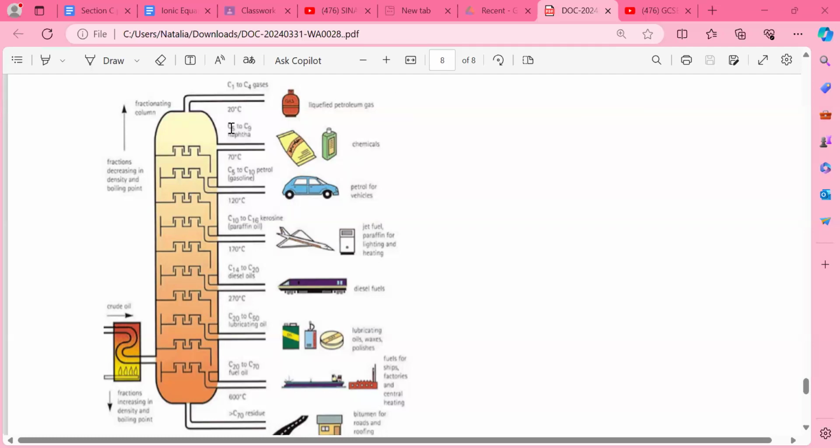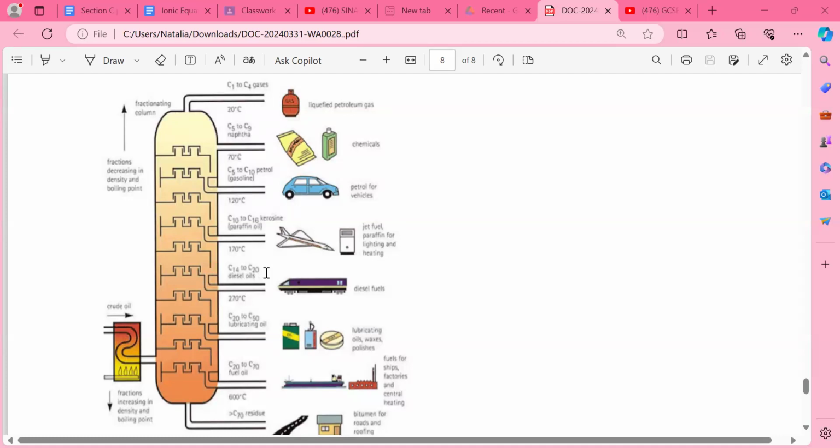Now, C5 to 9 are naphtha, and naphtha is used to make other petroleum chemicals. They're starting material in the petrochemical industry. Then we have 5 to 10, which are gasoline, used as petrol for vehicles. Then we have 10 to 16, which is kerosene, used as jet fuel. They're also used for lighting, heating and cooking.